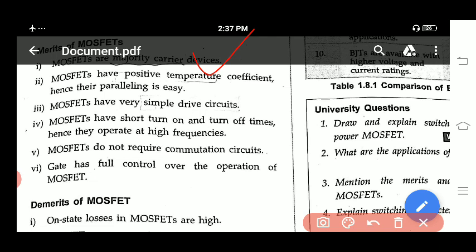MOSFET has a very simple drive circuit, as we have just seen. It has short turn on and turn off times. Obviously, the switching frequency will be high. MOSFET does not require a commutation circuit. You don't require any external circuit setup to turn it off. Using the gate only you can make it turn off. The gate has full control over the operation of this MOSFET.